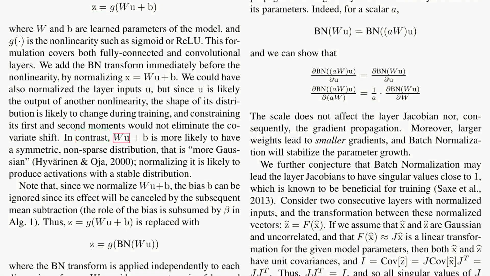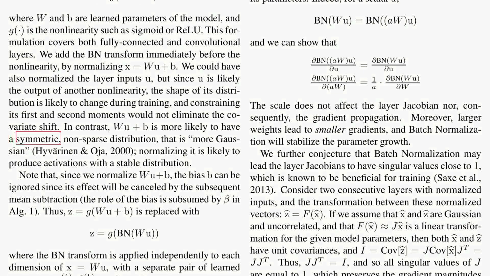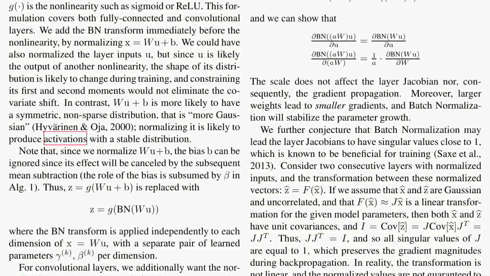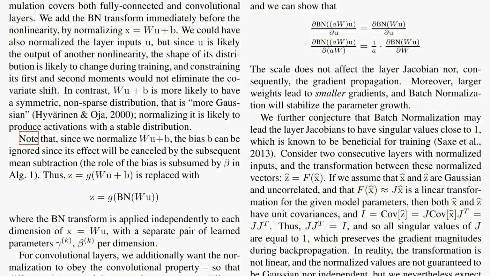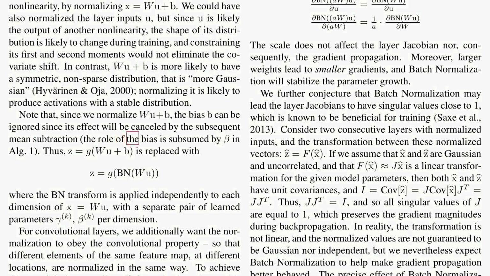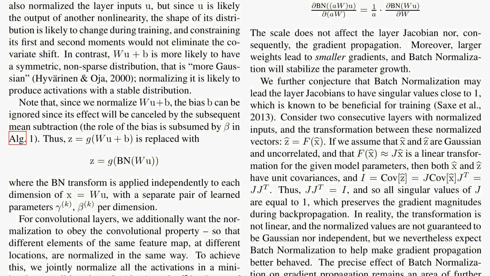In contrast, W plus B is more likely to have a symmetric, non-sparse distribution, that is, more Gaussian. Normalizing it is likely to produce activations with a stable distribution. Note that since we normalize W plus B, the bias B can be ignored since its effect will be cancelled by the subsequent mean subtraction. The role of the bias is subsumed by beta in Alg. 1.